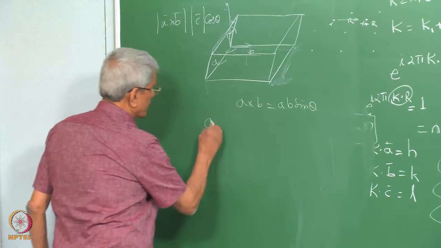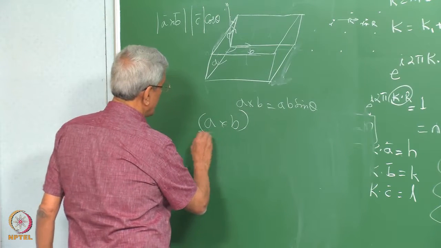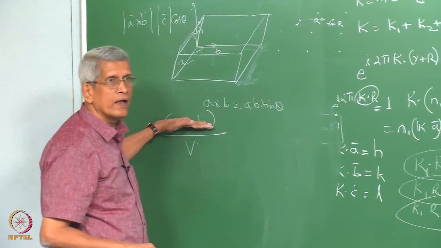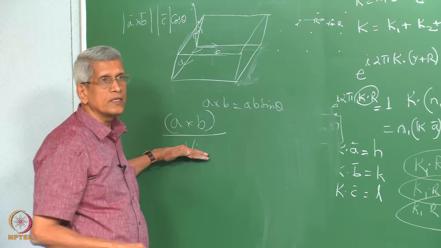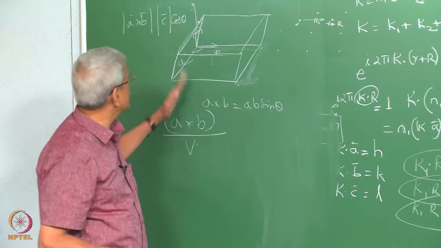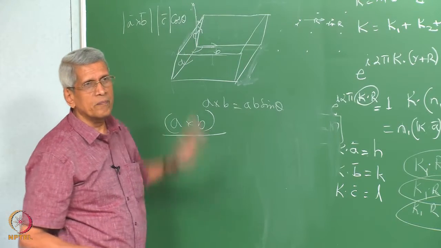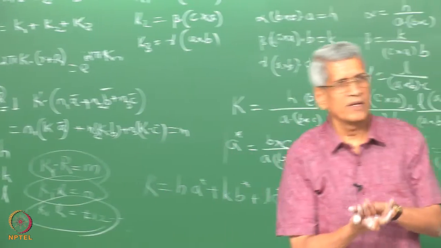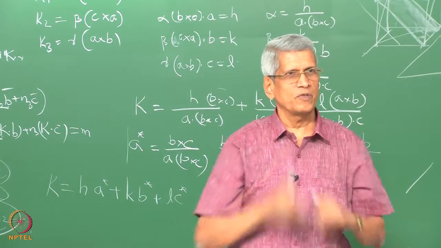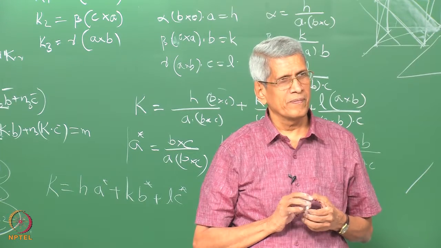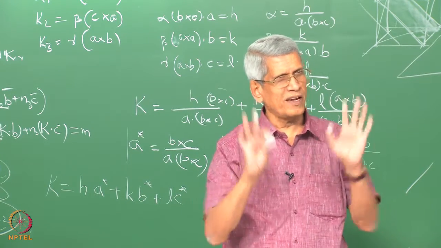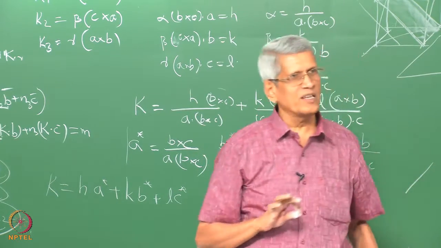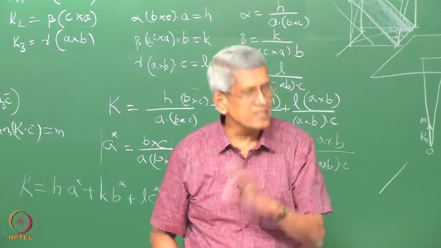If you take this vector A cross B and divide by the volume, what are we doing? Area divided by volume is nothing but the inverse of the height, but the direction is the same. So it is in the direction perpendicular to whatever planes are there, along the height which we are taking. This is exactly what is done by all these vector algebra operations. The same thing we can do on any crystal structure, correct? Let us just try that.